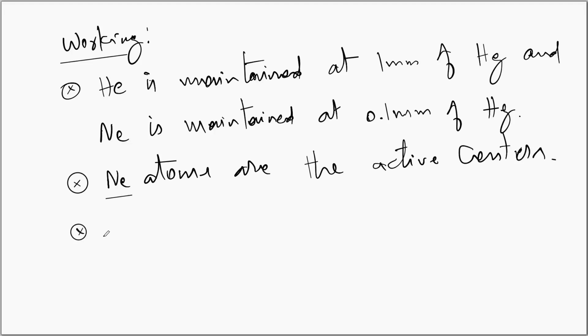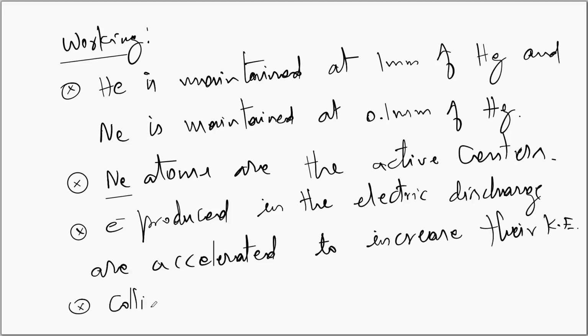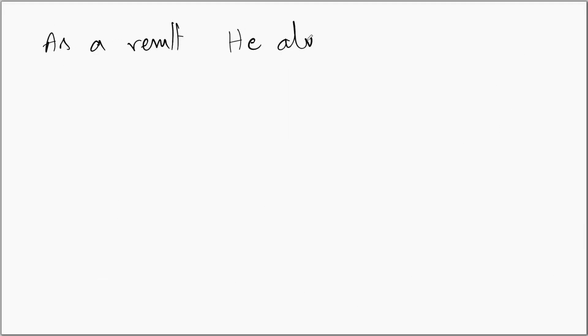When the electric discharge takes place in the discharge tube, electrons move between the electrodes, and these moving electrons pass through an electric field, thereby their kinetic energy is increased. When a collision between the electrons and the helium happens, the kinetic energy of the electrons is transferred to the helium atoms. Electrons produced in the electric discharge are accelerated to increase their kinetic energy. Collisions of these accelerated electrons with helium atoms in the ground state will transfer energy. As a result, helium atoms are excited.